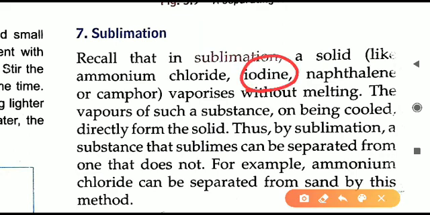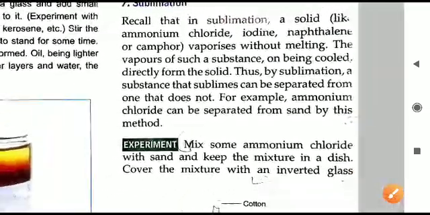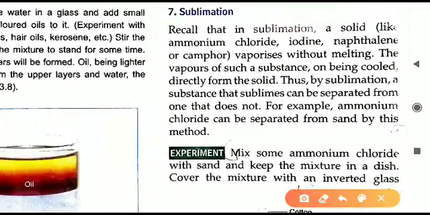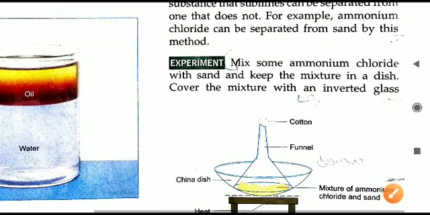Second is iodine, then naphthalene or camphor. All these substances do not melt and convert into liquid, they directly convert into gas. So that is sublimation. Also one more thing, if we are cooling the vapors of this substance, then again we can get solid. So from the solid we can get gas, and from the gas again we can get solid also. It is a reversible process.